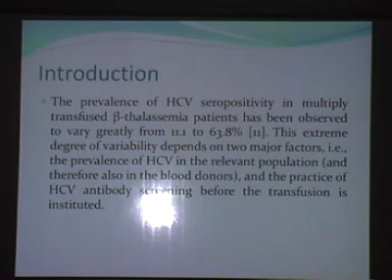The prevalence of hepatitis C virus seropositivity in multiply transfused beta thalassemia patients has been observed to vary greatly, from 11.1 to 63.8%. This extreme degree of variability depends on two major factors: the prevalence of hepatitis C virus in the relevant population, and therefore also in the blood donors, and the practice of hepatitis C virus antibody screening before transfusion in the institute.